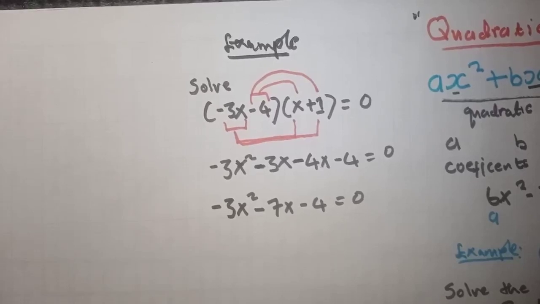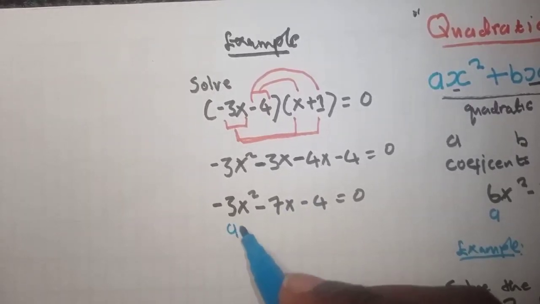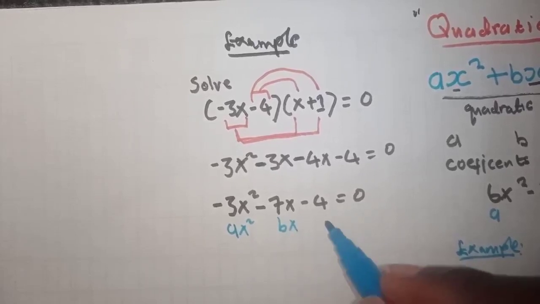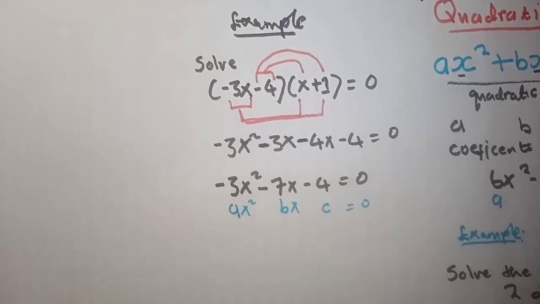So this one was pretty easy and straightforward. This one has now been changed to quadratic form. So this is ax squared, this is bx, and this is c, is equal to 0. So this is in quadratic form. I think that's more on how to convert an equation that is given in brackets to quadratic form.